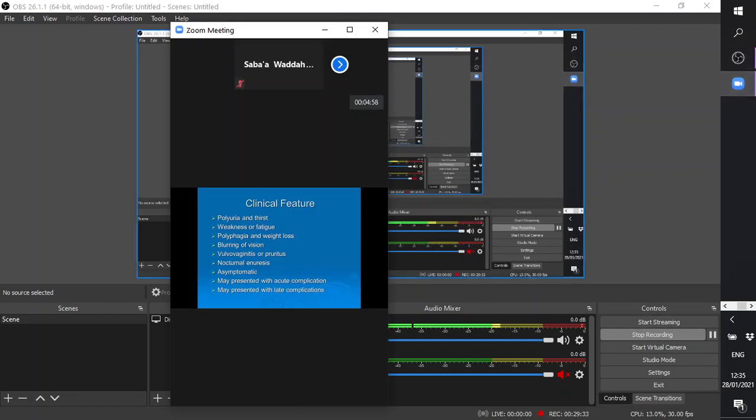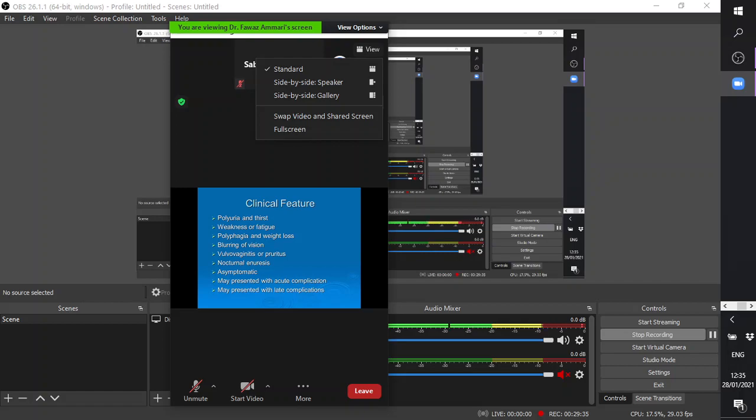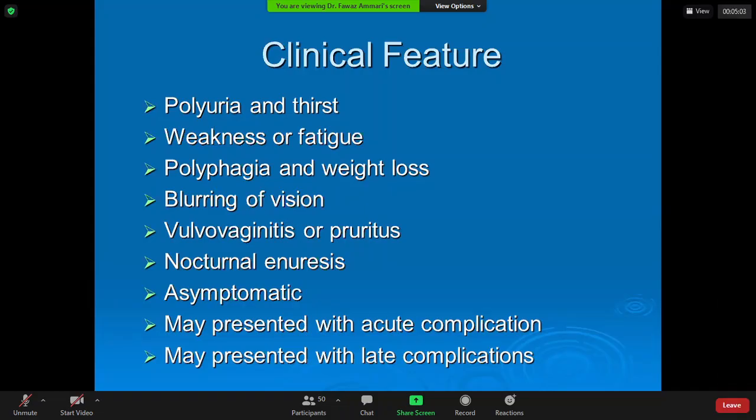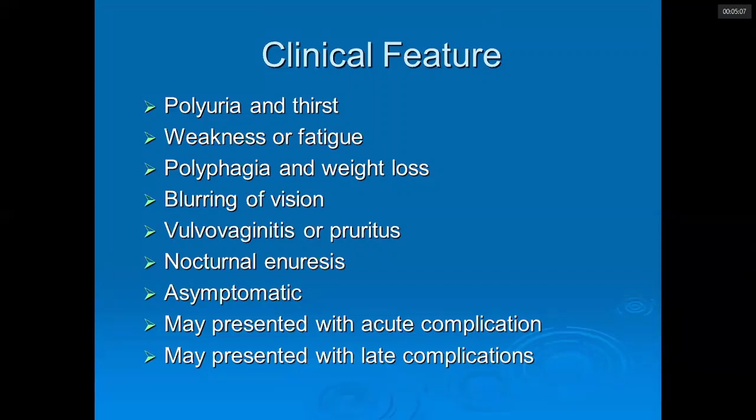So the first presentation is what they call the classical presentation of diabetes mellitus, which is the polyuria and polydipsia and loss of weight in spite of good appetite, and we have nocturia.